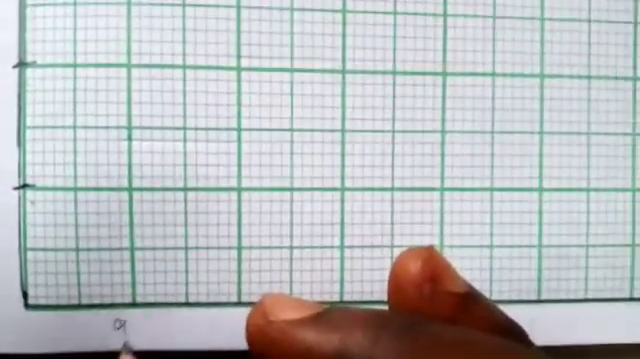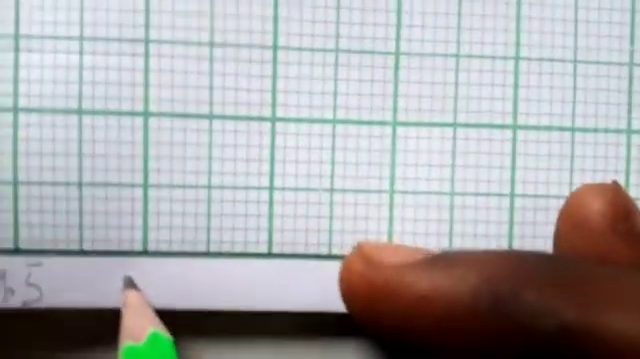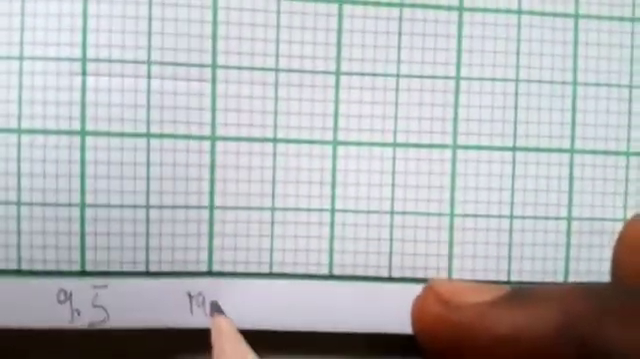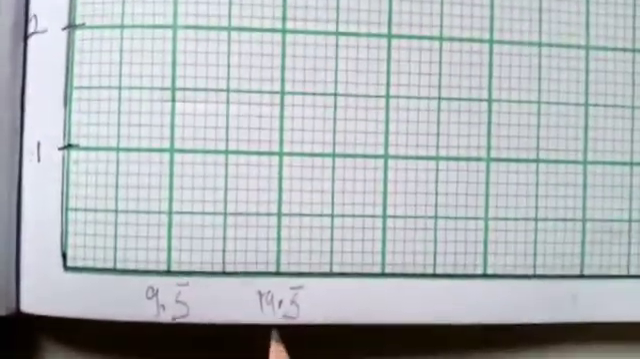So 9.5. So here will be what? From 9.5. Look at this. This is the boundary, right? 9.5 to what? We are having 19.5, right? So from 9.5 to 19.5. Is that okay?